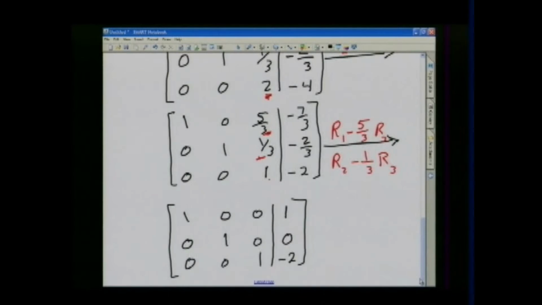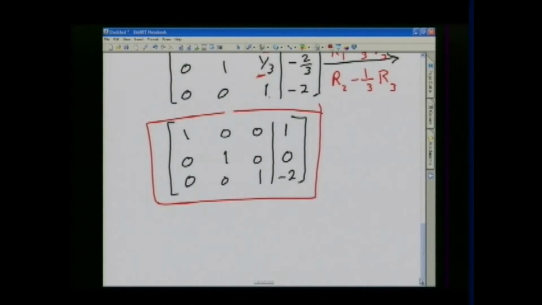Now, this is the format we want to end up with. Now that we have this, we can say the answer is x1 is equal to 1, x2 is equal to 0, and x3 is equal to minus 2. This is the solution to the system of equations we had.